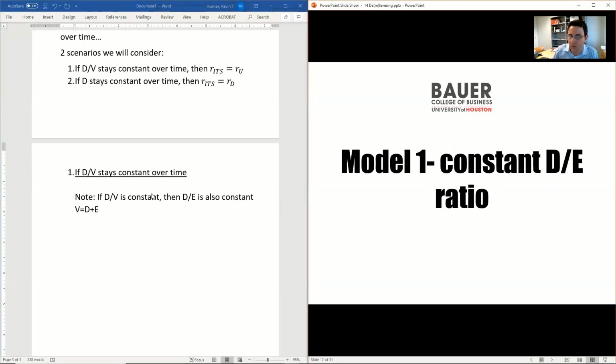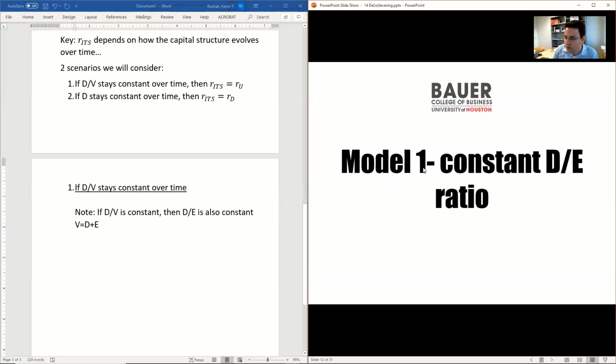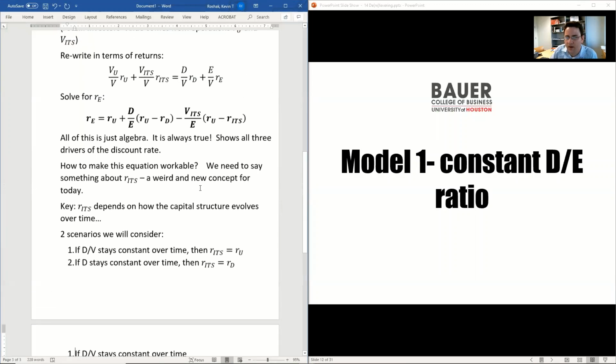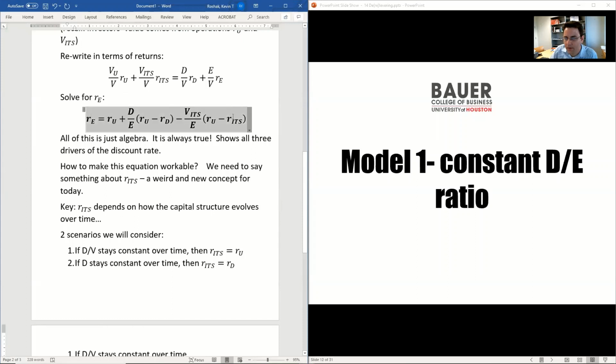So how can we use this information about the capital structure? How can we use this fact that debt to value is going to stay constant over time? How is that going to help us with our delevering and relevering? Remember, we got to pull up this equation. We have to use this very general equation for the discount rate on equity.